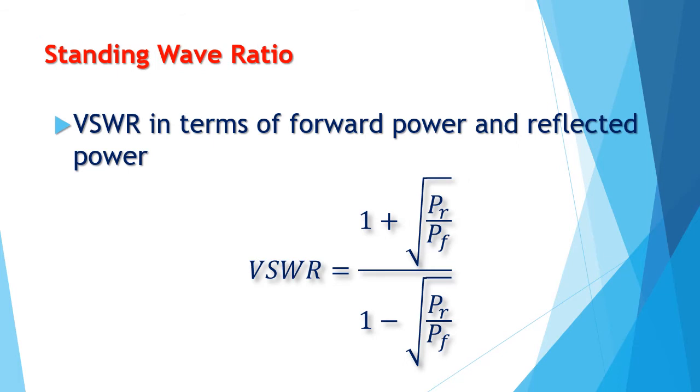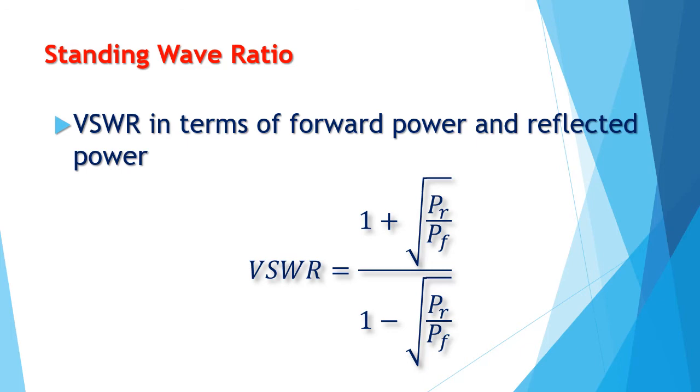VSWR in terms of forward power and reflected power. So we have VSWR equals 1 plus the square root of the reflected power divided by the forward power, divided by 1 minus the square root of the reflected power divided by the forward power. Please take note that VSWR and SWR can be used interchangeably.